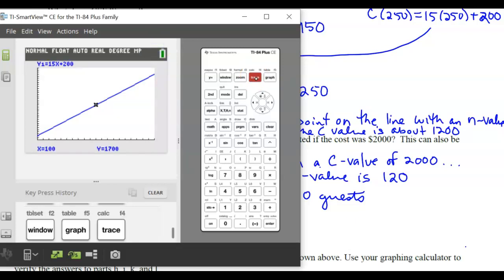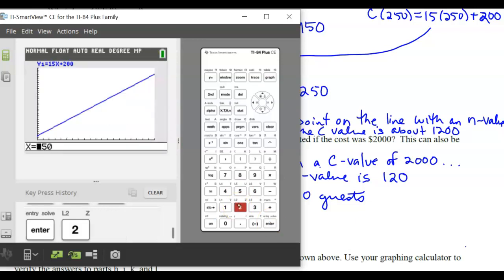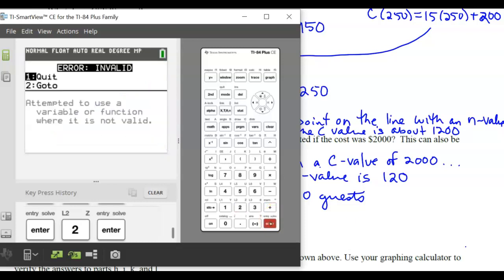If you press trace key, it goes to a point on the graph. If you just punch in 250, it knows that it's an X value. Enter on that. Sorry. 250. Okay, so what happened when I did that is it gave me an error. Who can tell me why? You have to know these reasons.